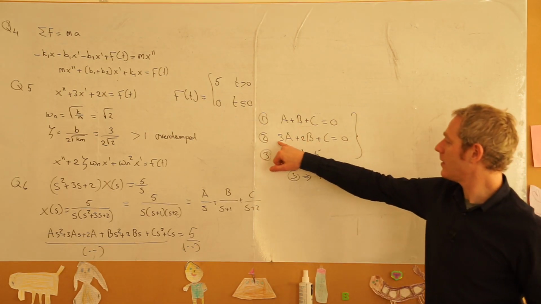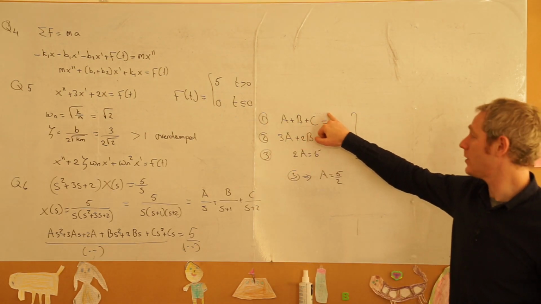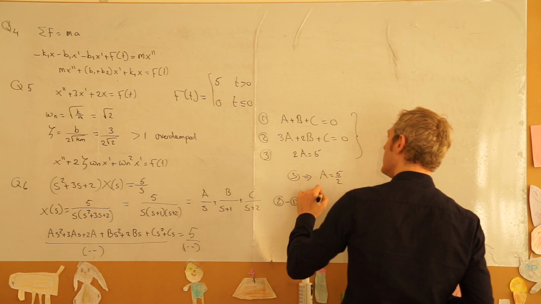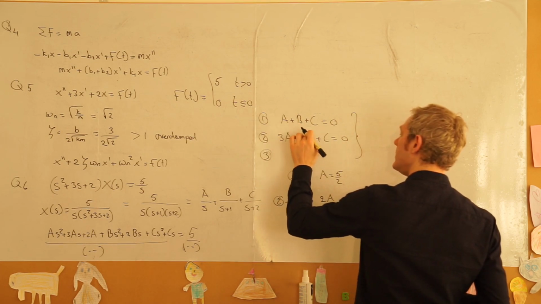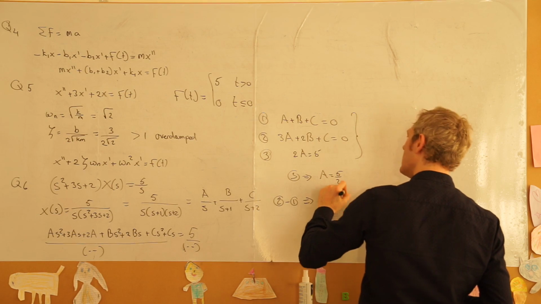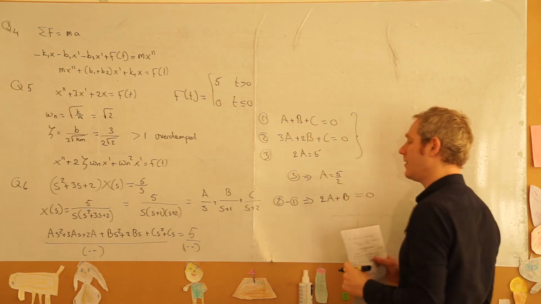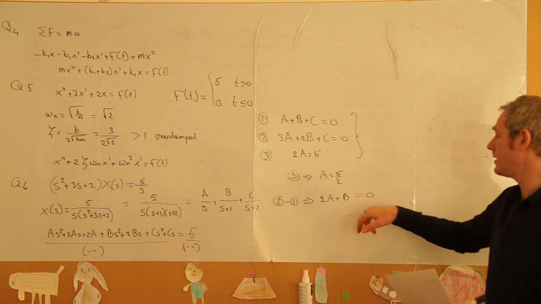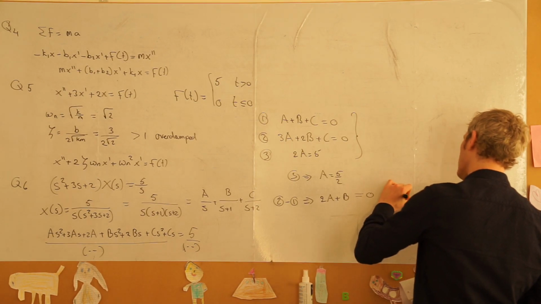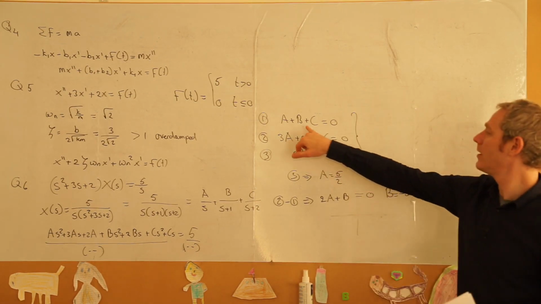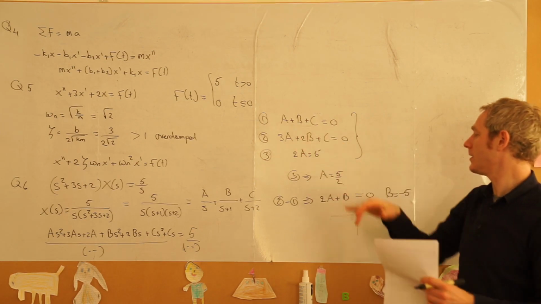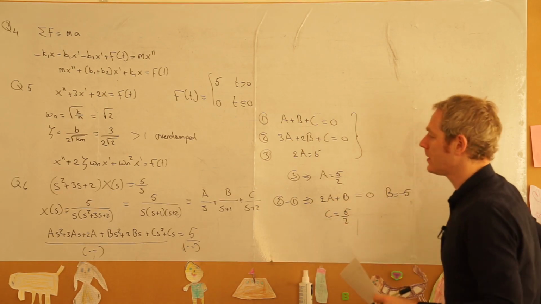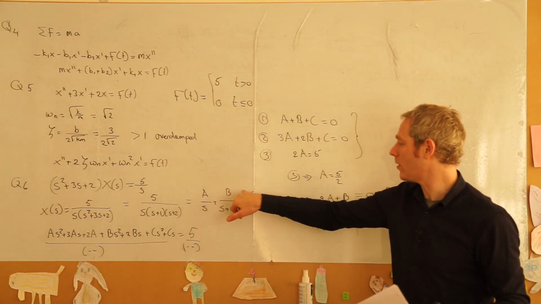If I take the second equation and subtract the first equation, 2 minus 1 gives me 2A plus B, and the C cancels out. This makes my life easier, because if 2 times A, which is 5, plus B is 0, then B is equal to minus 5. And if B is minus 5 and A is 5 over 2, then C must equal 5 over 2. And we're pretty much done now, because we can fill in these coefficients.